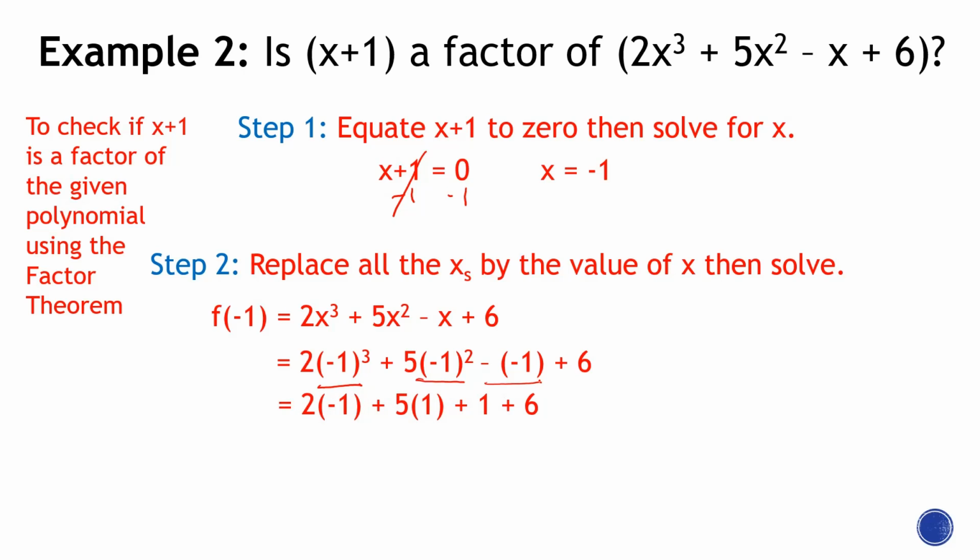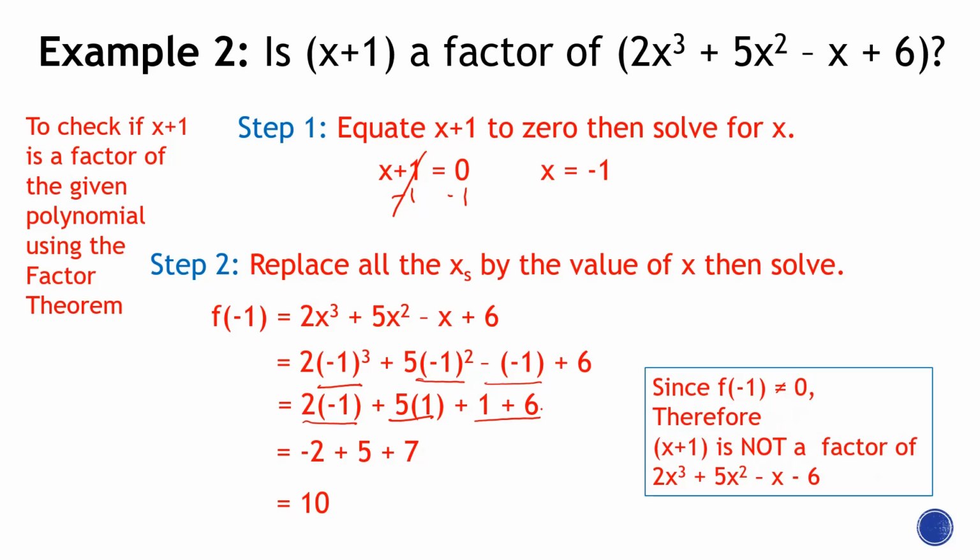So there you go. That's what we have. And then we can simplify that. That's negative 2. That is equal to 5, and this is equal to 7. So negative 2 plus 5 plus 7 is equal to positive 10. So since f of negative 1 is not equal to 0, therefore x plus 1 is not a factor of the polynomial. Okay, let's go to the third one.